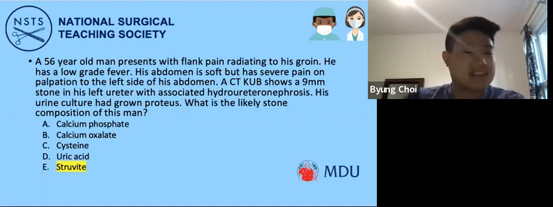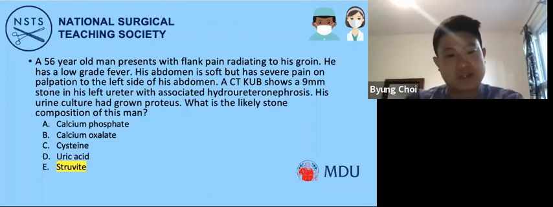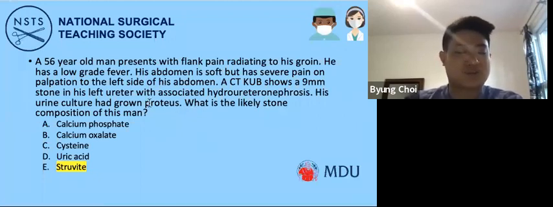So the key really is you just need one key trigger word here, and you'll probably have an association in your mind from drilling past papers and question banks: Proteus mirabilis, gram-negative bacteria. If you've got that infection, it highly increases your risk of getting struvite.